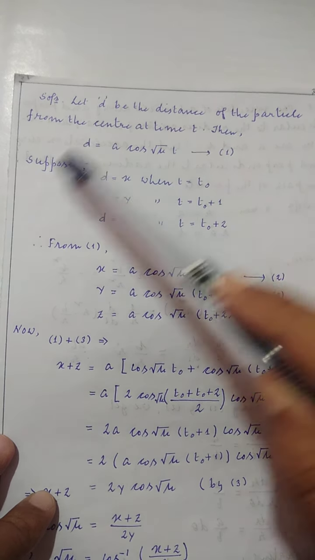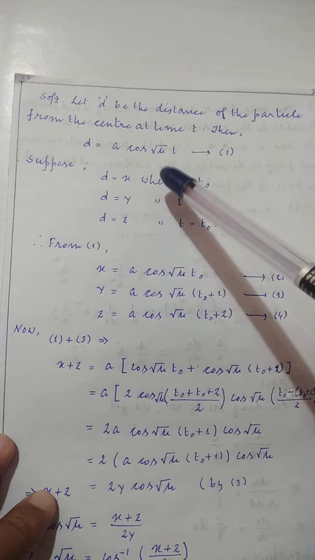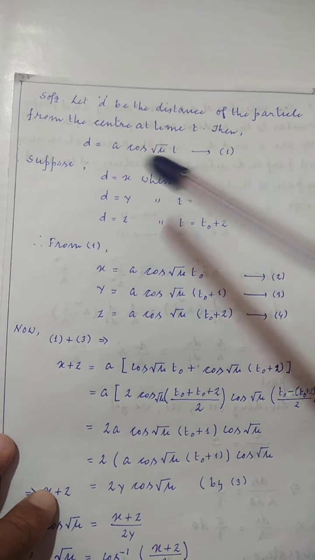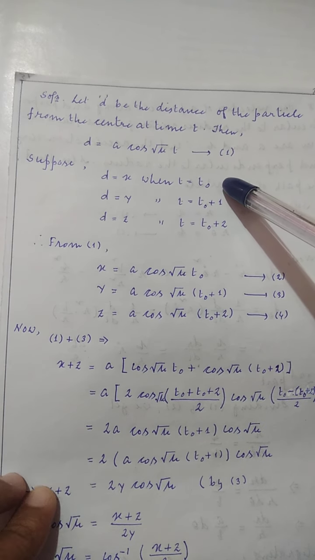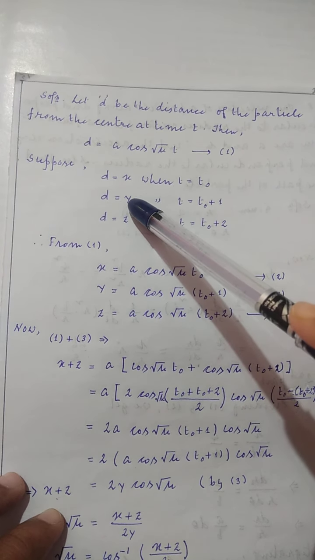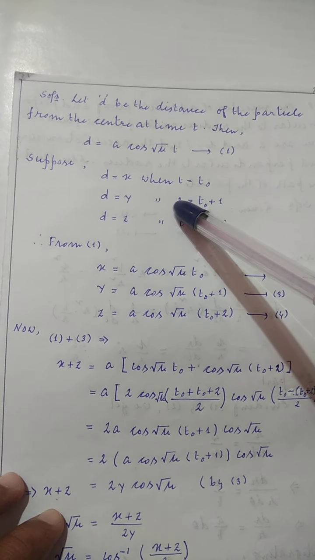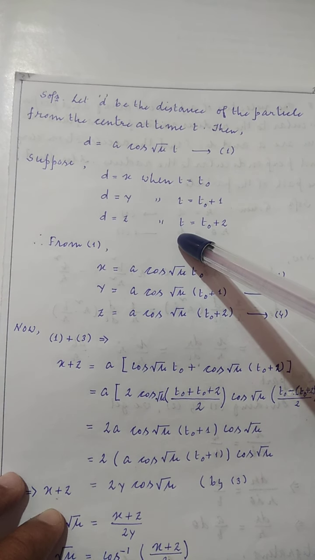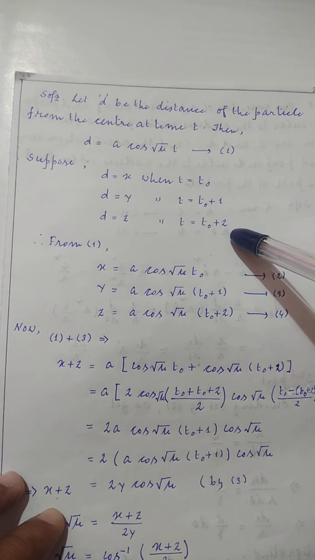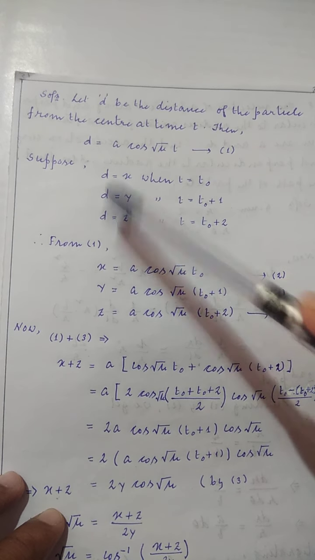Now suppose, according to the condition, d is equal to x, y and z at 3 consecutive times. So when d is equal to x, we can consider t is equal to t naught. When the distance is y, then time will be t naught plus 1. When d is equal to z, then t is equal to t naught plus 2, because the distances x, y and z are given at 3 consecutive seconds. So that way we can take the condition.